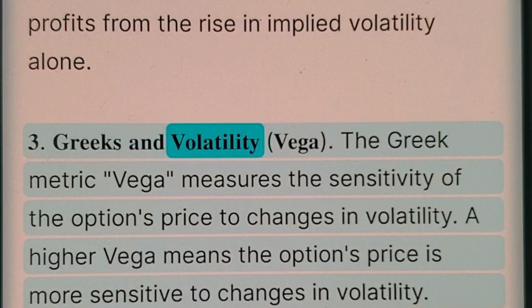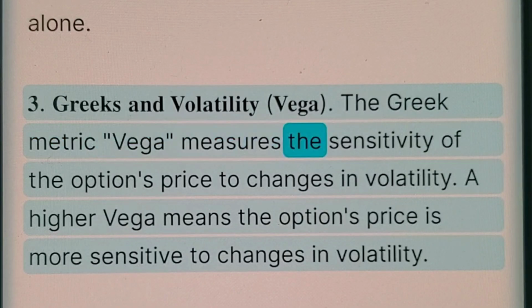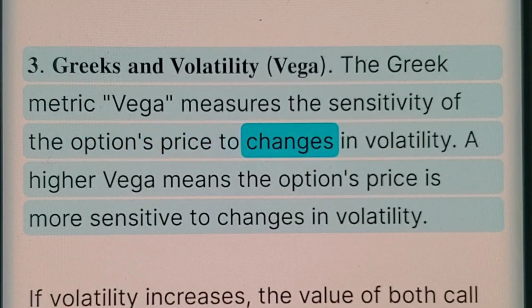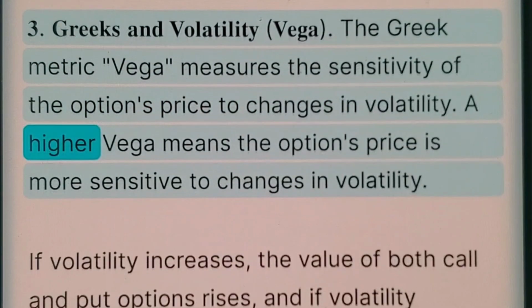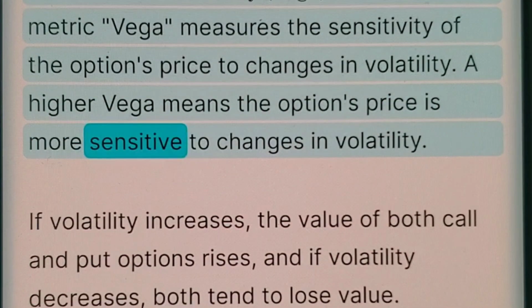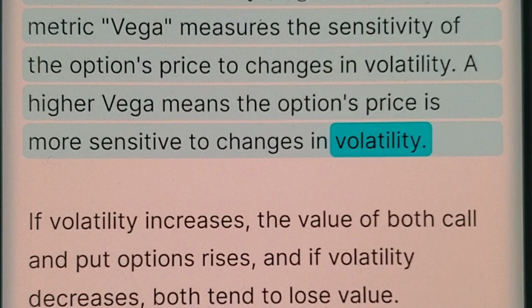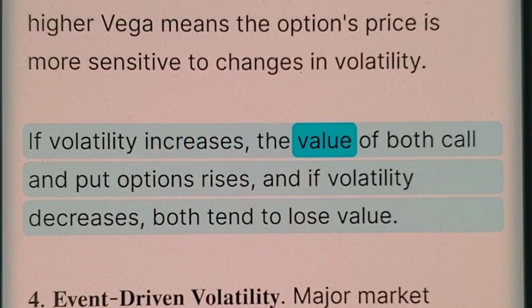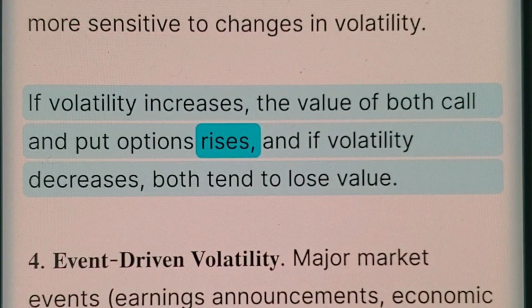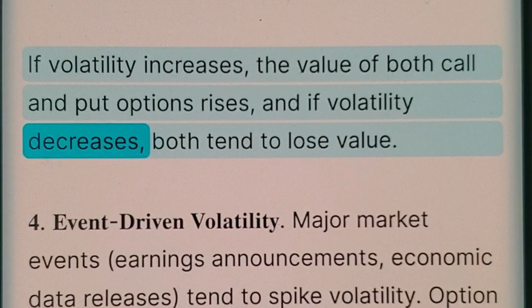3. Greeks and volatility, Vega. The Greek metric Vega measures the sensitivity of the option's price to changes in volatility. A higher Vega means the option's price is more sensitive to changes in volatility. If volatility increases, the value of both call and put options rises, and if volatility decreases, both tend to lose value.